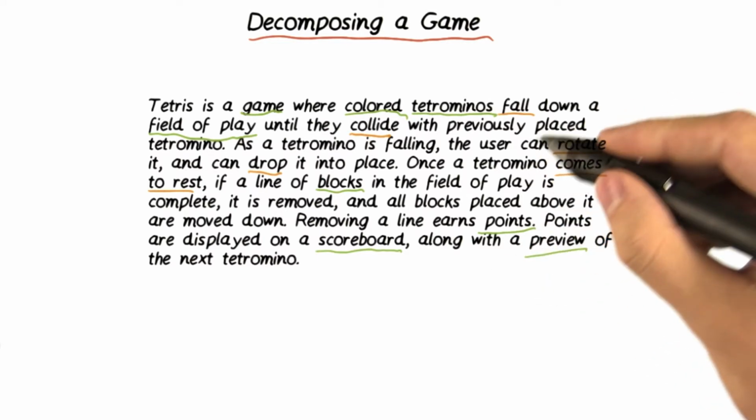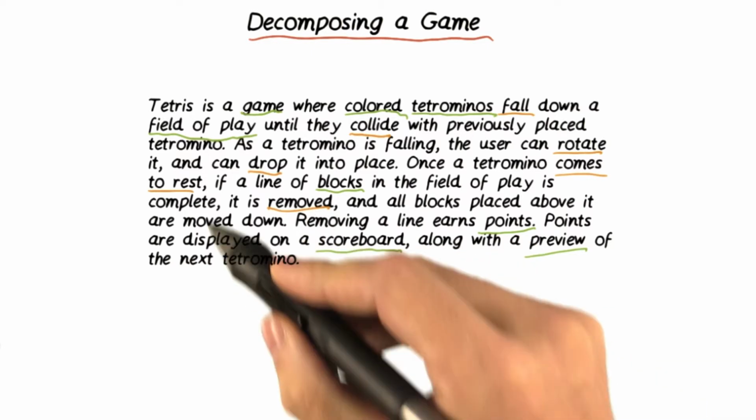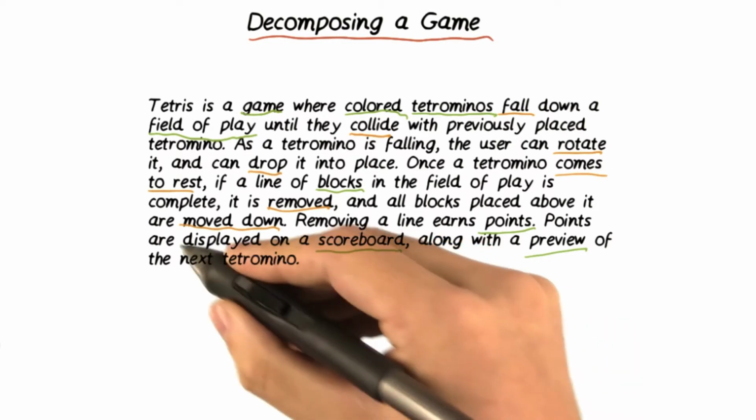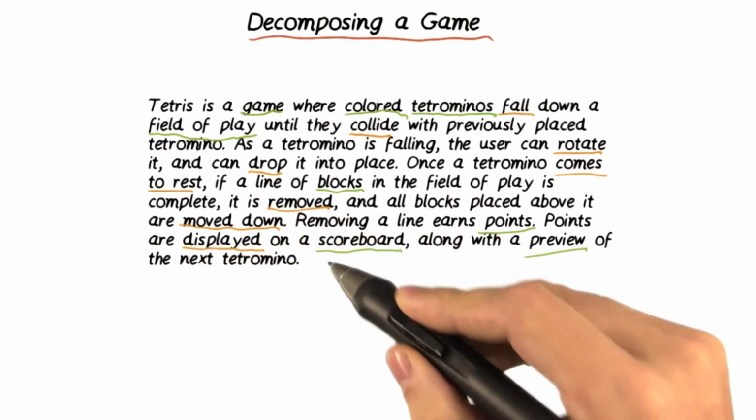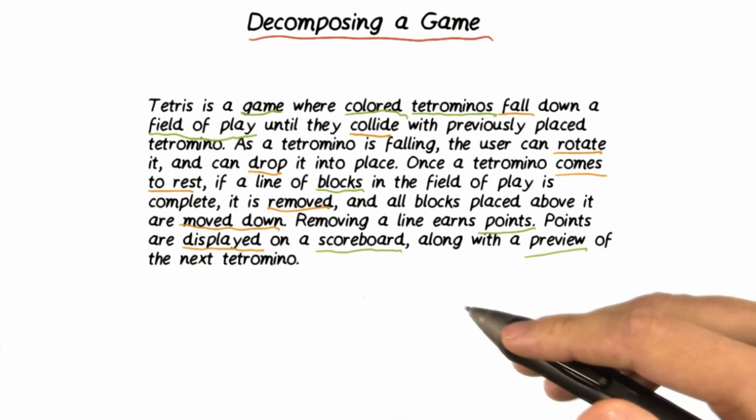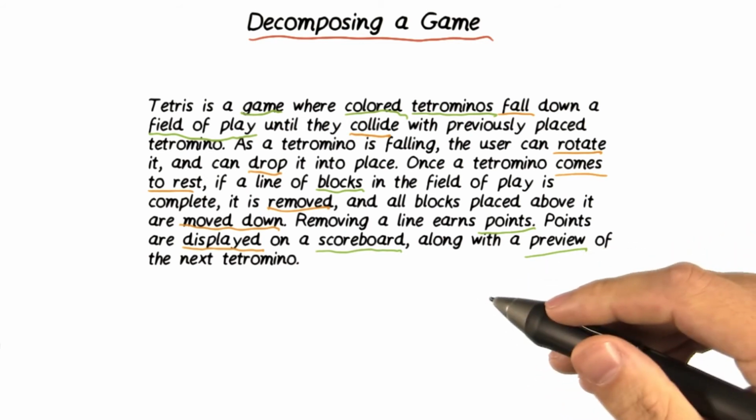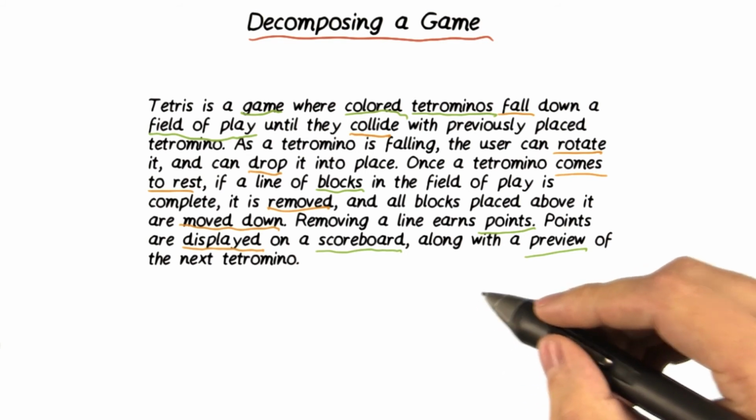Scanning through some more, we need a way to remove lines of blocks from the field of play. We need a way to move down blocks after a line is removed. Then there's the fact that all of this needs to know how to draw itself, and that's a big task. So again, this is just a short description of Tetris and an incredibly simple analysis of it. We could keep going here. Point is, games are complicated, and decomposing them into their component parts is essential to making any headway in actually implementing them.